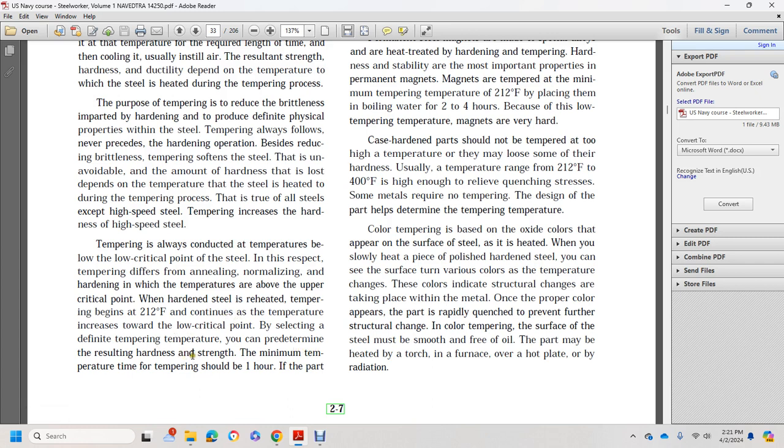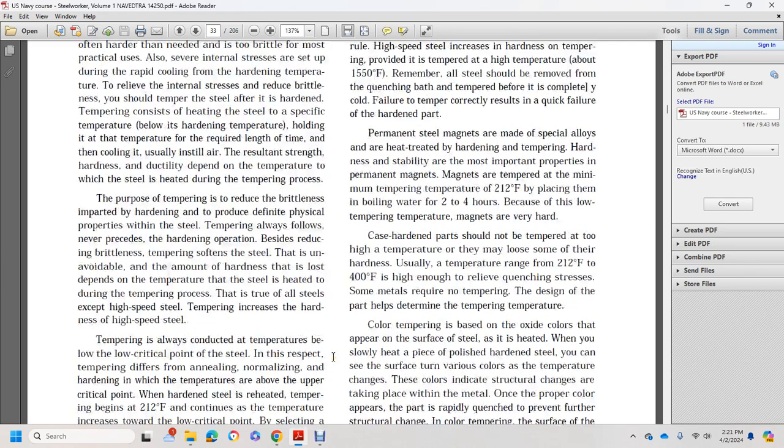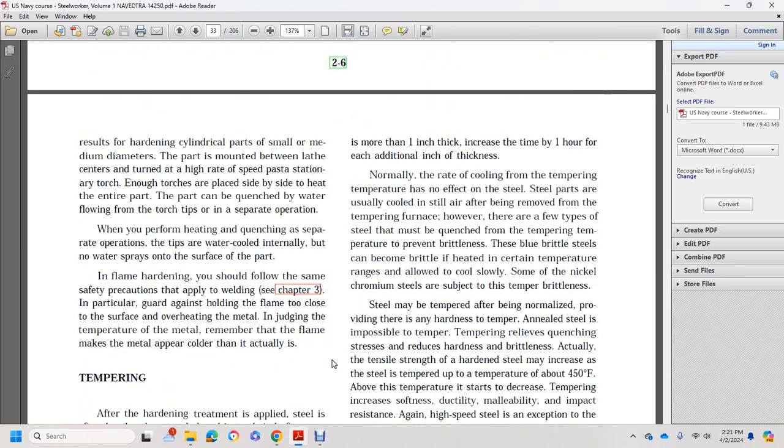Minimum tempering time should be 1 hour for a part up to 1 inch thick. Increase the time by 1 hour for each additional inch of thickness. Normally, the rate of cooling from the tempering temperature has no effect on the steel, and parts are usually cooled in still air after being removed from the furnace. However, there are a few types of steel that should be quenched from the tempering temperature to prevent brittleness. Blue brittle steels can become brittle if heated to a certain temperature range and allowed to cool slowly. Some nickel chromium steels are subject to temper brittleness.